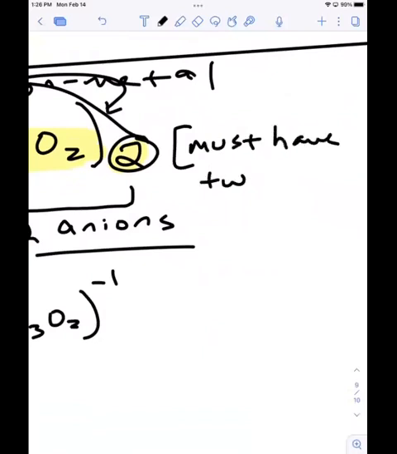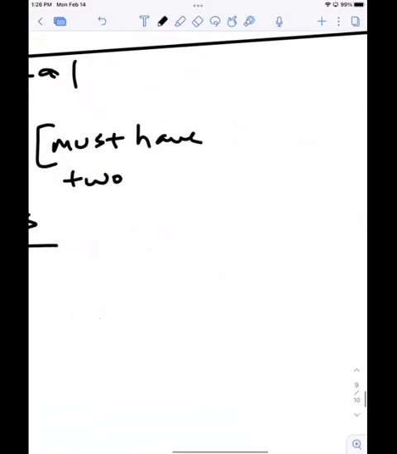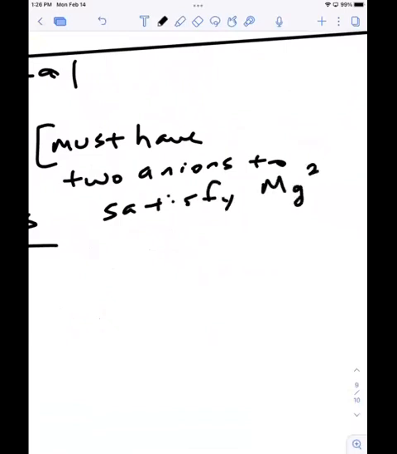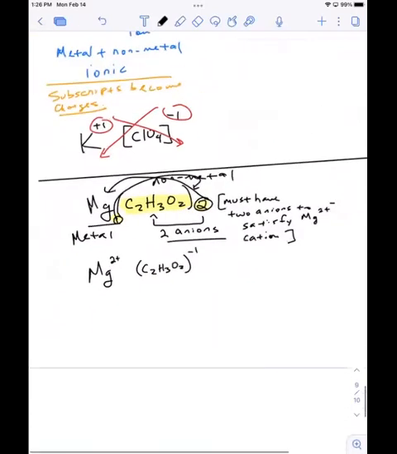So you've got to have 2 anions to satisfy the 2 plus charge on magnesium. Both anions are -1, and so that's going to take that +2 charge down to 0. All right, we got to name it now.